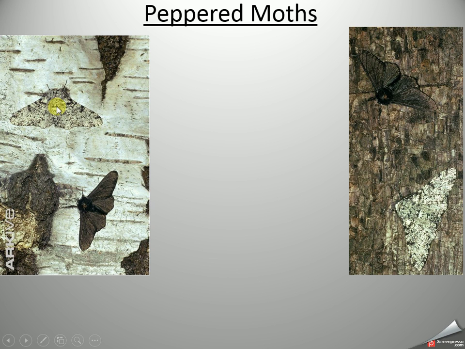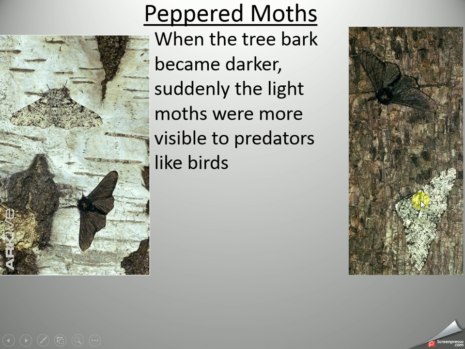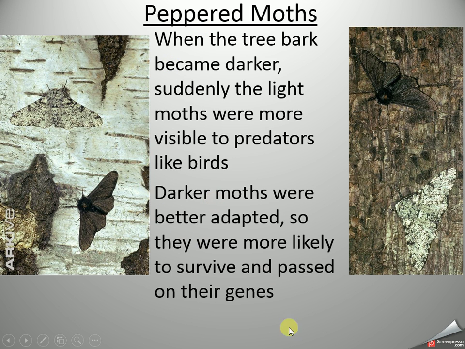Okay, whereas after the Industrial Revolution, when the trees were all dark, which one is more likely to get spotted? The lighter one. Which one is more likely to get eaten? The lighter one. Which one is more likely to survive and pass on its genes because of camouflage? The darker one. So you're going to get more darker moths in that particular area. So that pretty much just explains what is happening there. Does that make sense?